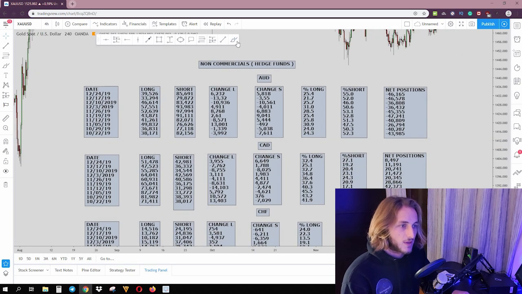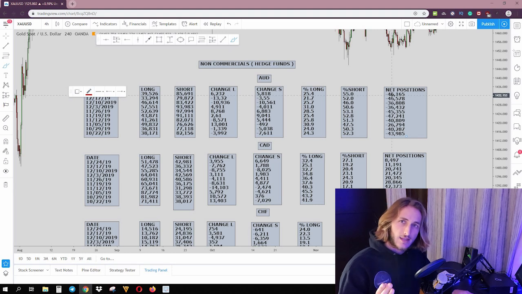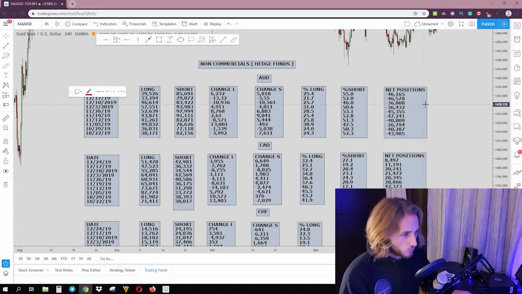So from an AUD perspective, nothing really changed with the last report. They did add 6k longs and they added almost 6k shorts as well, so nothing really changed. And if they add shorts and longs, it usually means that the market will make a retracement before continuation. So they're shorting, but they are still adding their longs, because they can't just change their positioning in the market too quickly, because they have the problem of having too much money to manage.